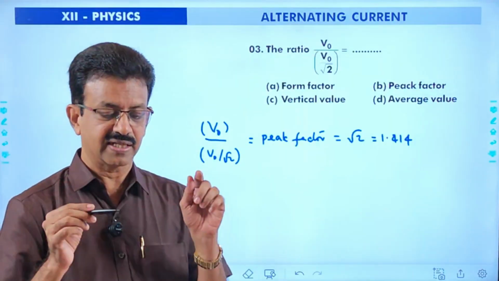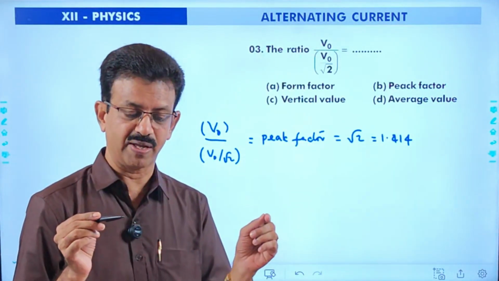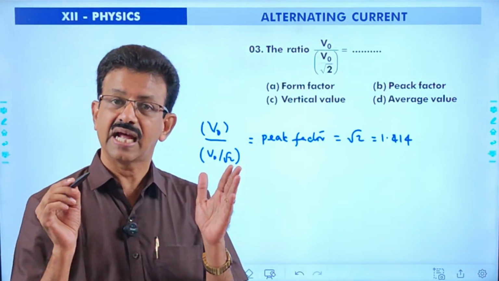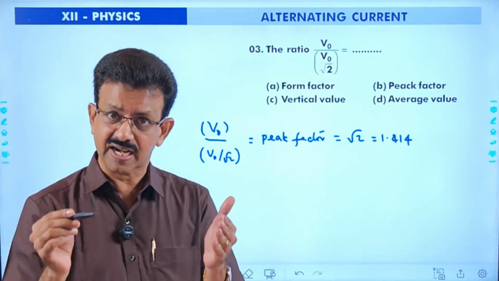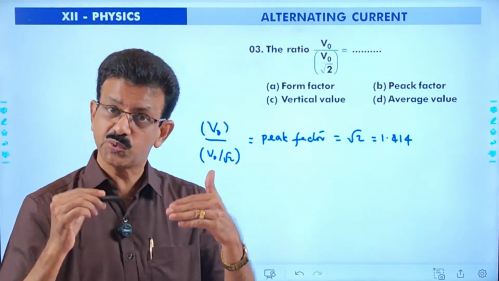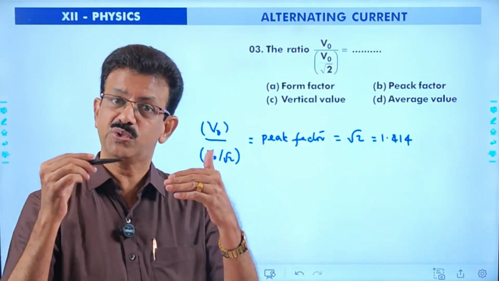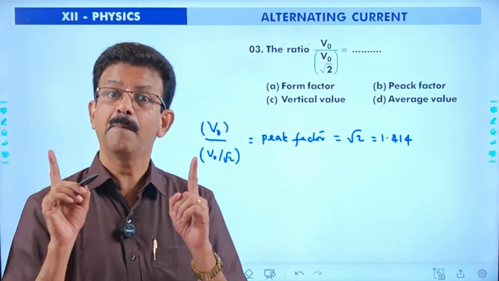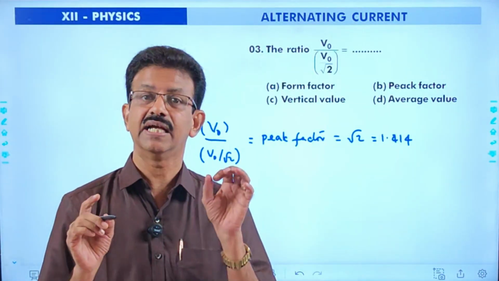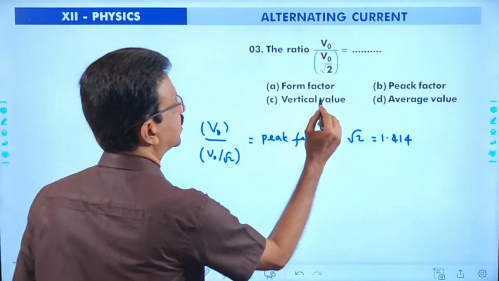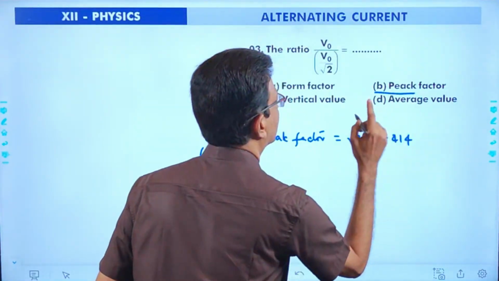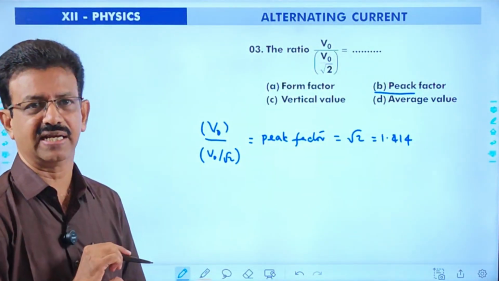Here the question is, the ratio V0 by root 2 equals dash. That ratio, the ratio of the peak value to the effective value, or peak value to the RMS value, is called the peak factor of AC. Therefore, here the correct choice is peak factor of AC. B choice is the correct answer.